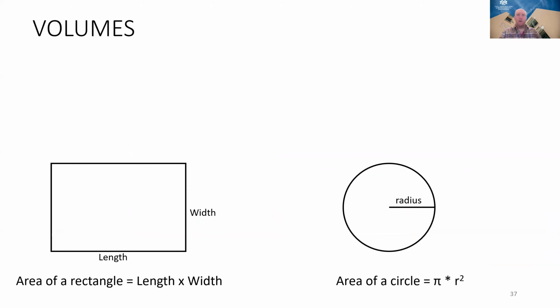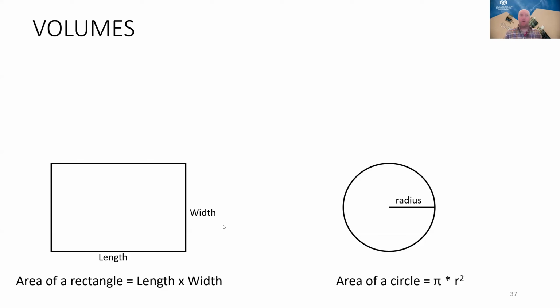Okay, so really quick, how do we calculate the volume of a container? Oh, oops, a poll just popped up. It did for me at least. Okay, so my apologies.